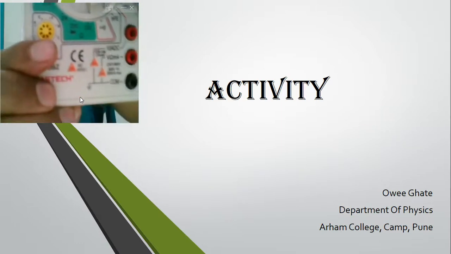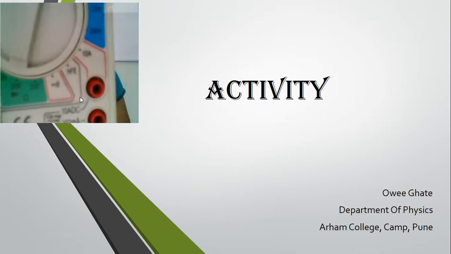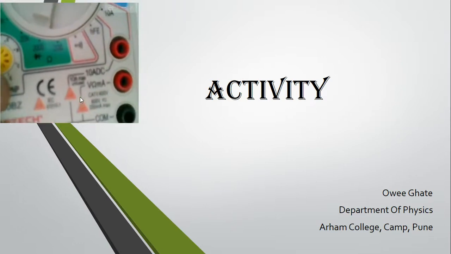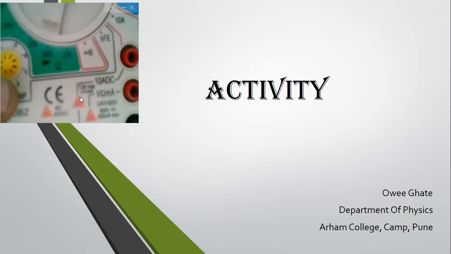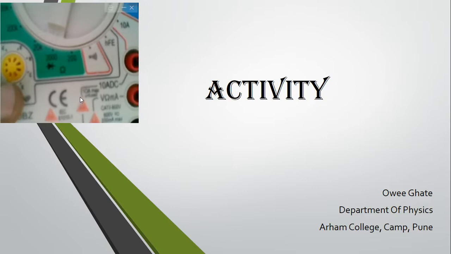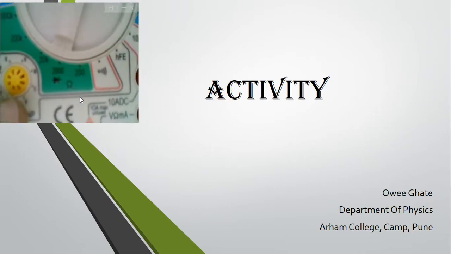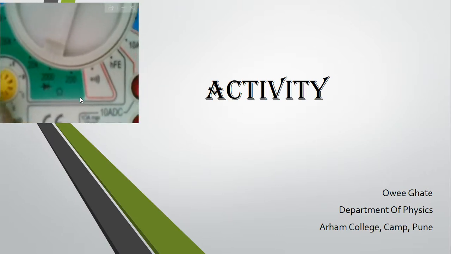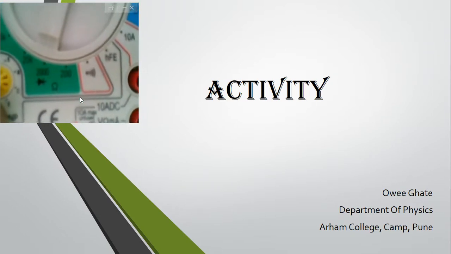Now if we move further, there is this green belt, and on this green belt you can see ohm is written there, 200, 2000, then 20 kilo, 200 kilo, and then 2000 kilo. That means this is the range for measuring ohm with different values, ohm, kilo ohm, like this. So this is nothing but the multimeter.